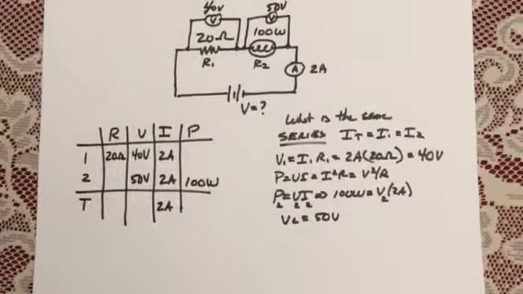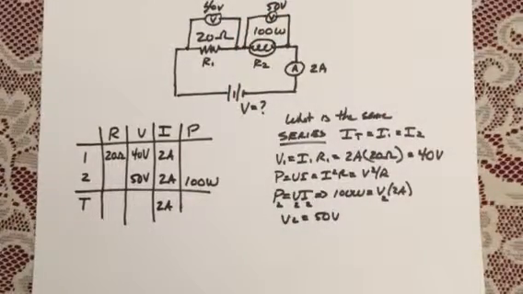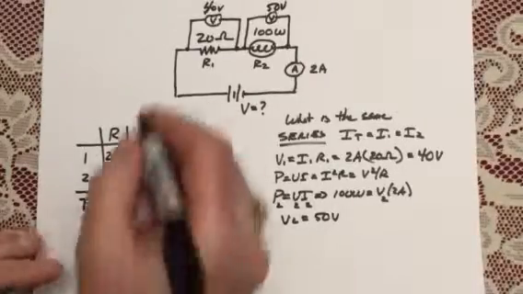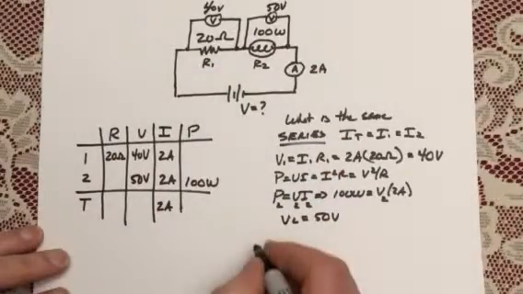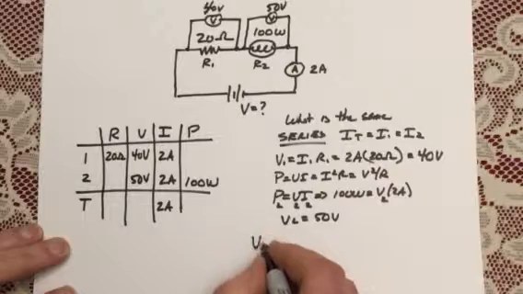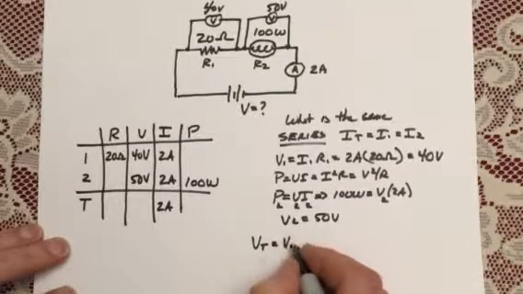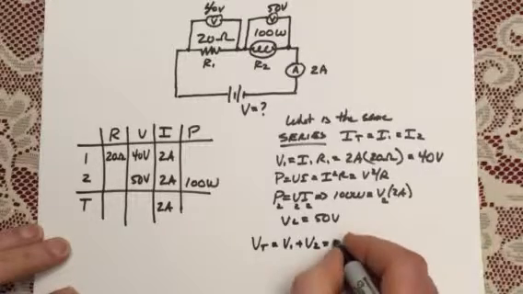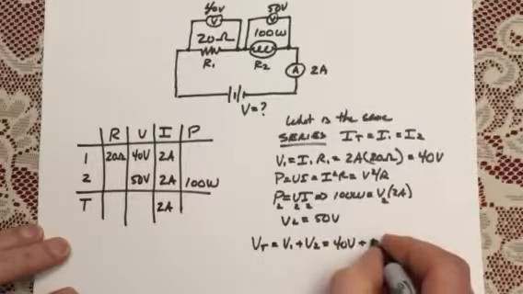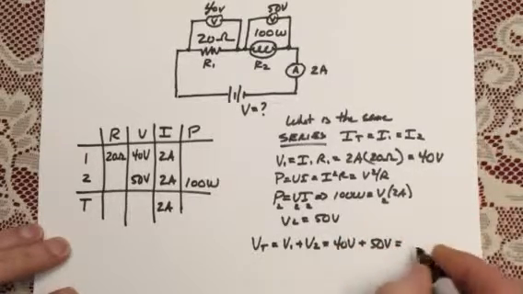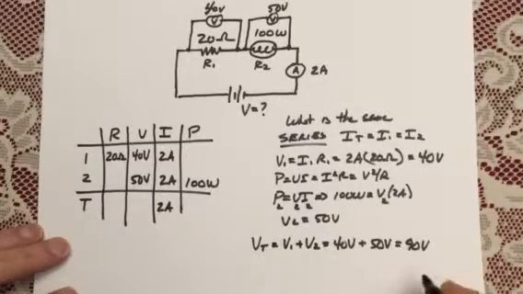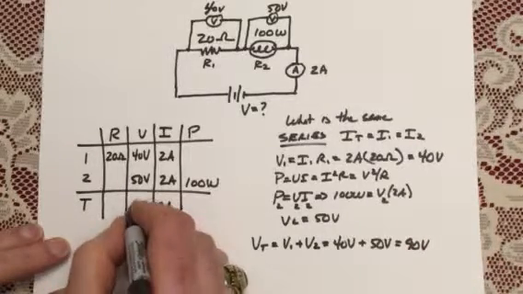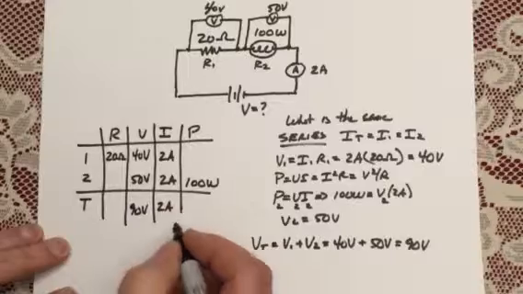Now we take one look at that and we say, oh, hold it. I know that in a series circuit, voltages add up. My electric potential adds up. V total is equal to V1 plus V2. That's going to turn out to be 40 volts plus 50 volts, and that's going to turn out to be 90 volts. So that's 90 volts right across there for the total.